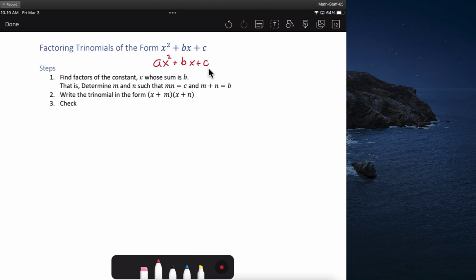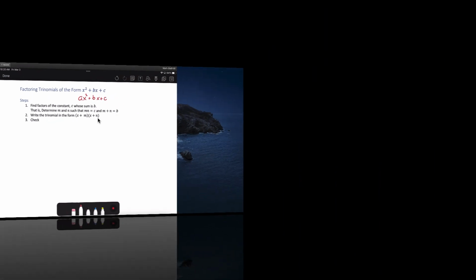We want them to multiply to c and add to b. Once we find those two numbers, we will write the trinomial in the form x plus our first number times x plus the second number. And then finally, we can check our answer.